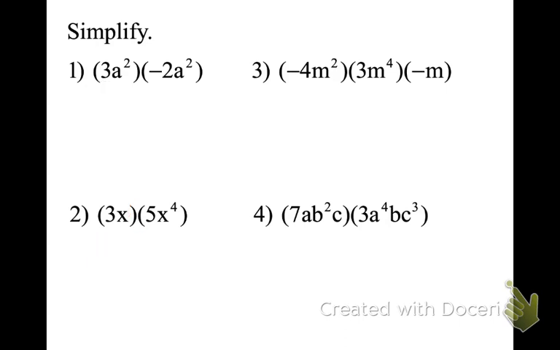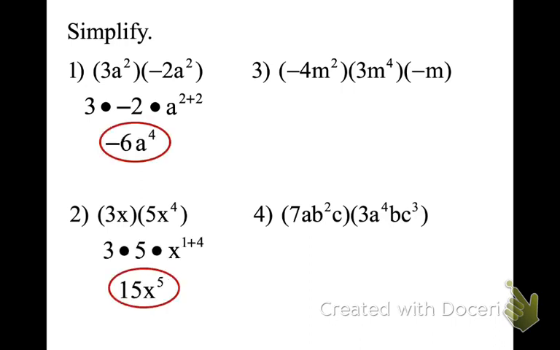Negative 4, 3, and negative 1. What did you get? I got 12. Positive or negative? Positive 12, because I'm doing negative 4, positive 3, negative 1. And then for my exponents, I added the exponents, so it's 2 plus 4 and then plus 1, and that makes 7. So 12 and the 7. Good.